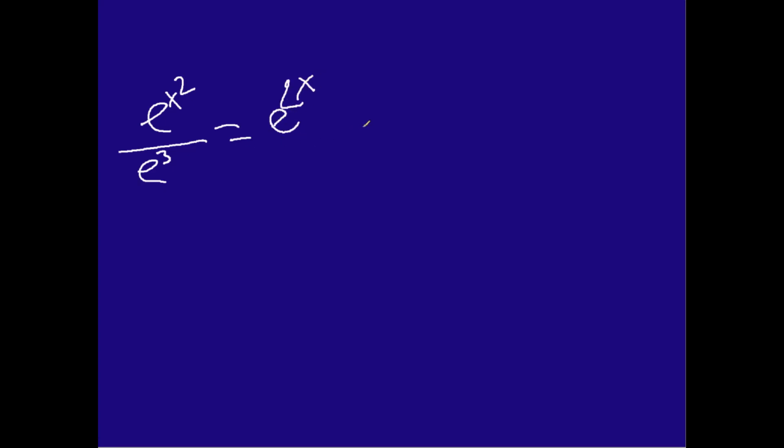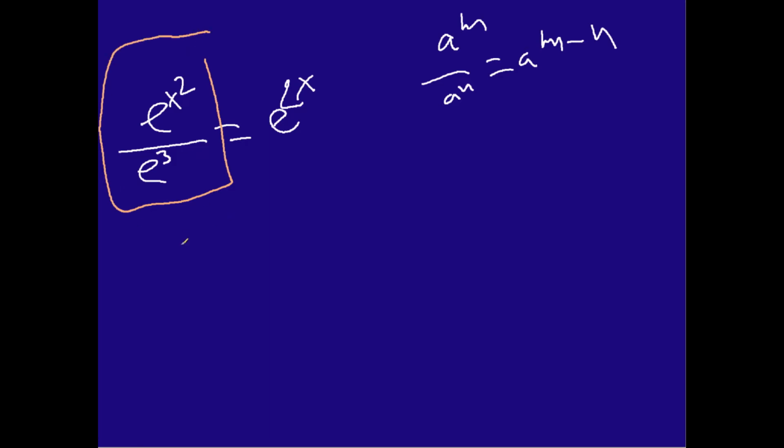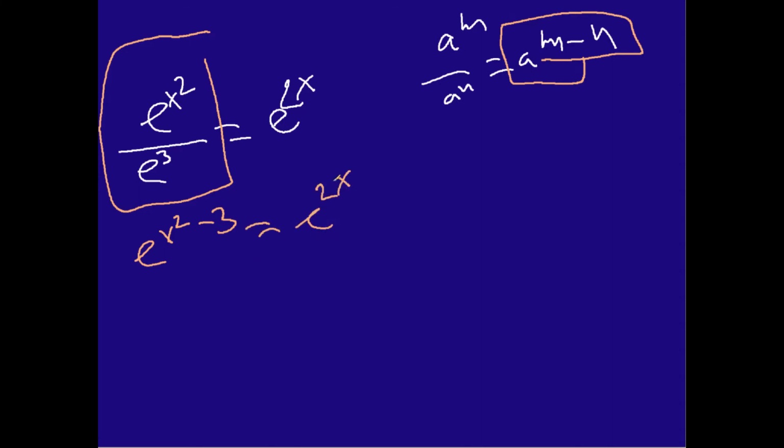Now, one of the things about exponent properties is that whenever you have a to the m over a to the n, it's the same thing as a to the m minus n. So if I want to simplify what's happening on the left-hand side, I can make it e to the x squared minus 3, following this formula from the exponent property, equals e to the 2x power.